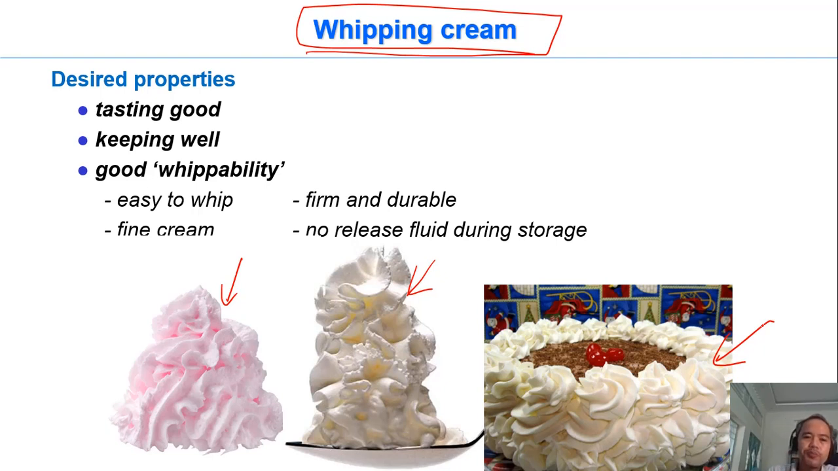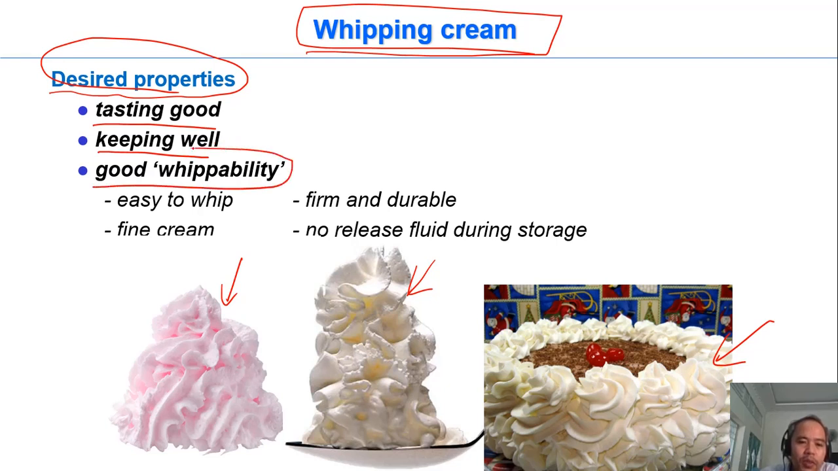Okay. So what are the good properties of whipping cream that we want to have? We want it to have a good taste. We want it to have a long shelf life. We want it to have good whippability, meaning that it's easy to whip to increase the volume. The texture is fine, and also the texture is firm and durable. Like this was quite firm.